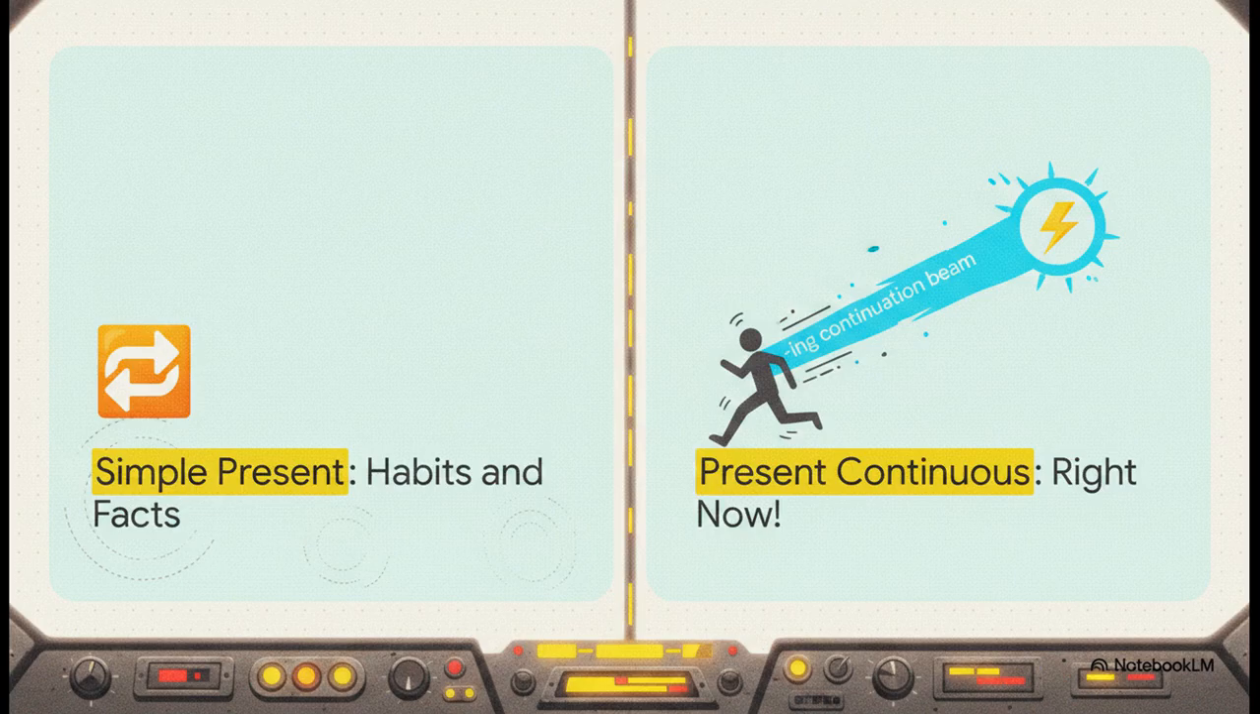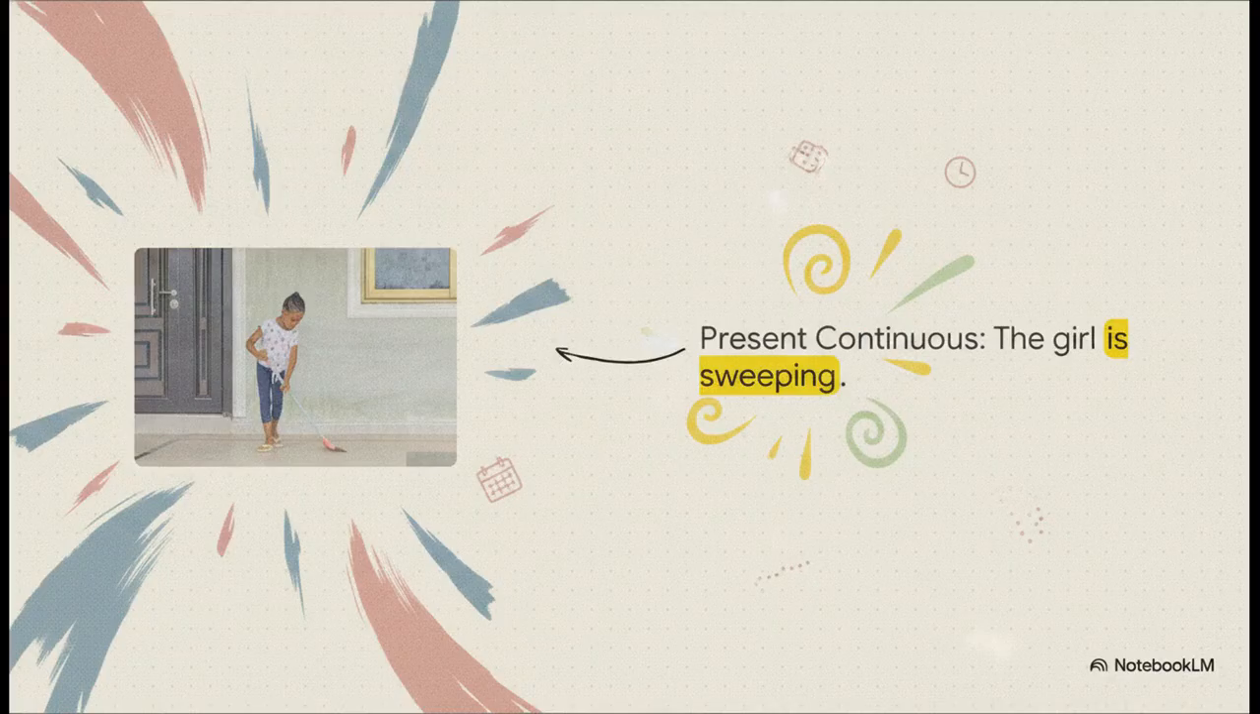But wait, what if something is actively happening right this very second? Well, that's where we bring in the present continuous tense. We use this kind of magic ing continuation beam to turn a simple action into a superpower that is actively in progress. Let's apply that magic ing rule right now.